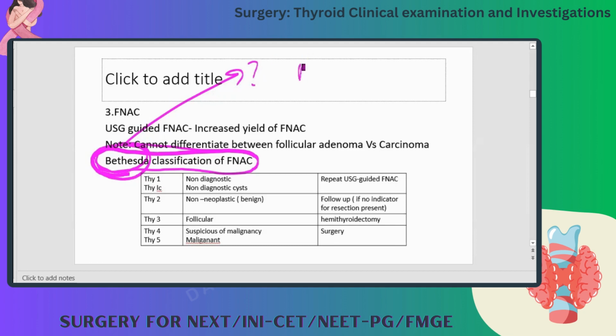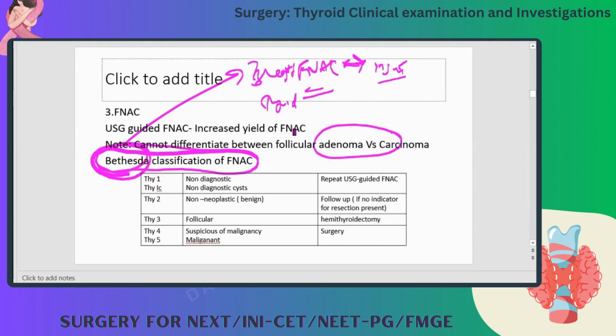In breast, FNAC cannot differentiate between in situ and invasive lesions. In the same way, in the thyroid, FNAC cannot distinguish between follicular adenoma and follicular carcinoma. Remember this point. In FNAC of thyroid, follicular adenoma and carcinoma both look the same. It cannot differentiate whether it is benign or malignant. That is the drawback. Remember one point in breast and one point in thyroid.